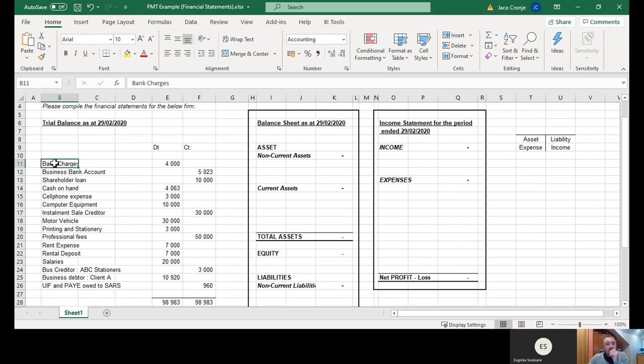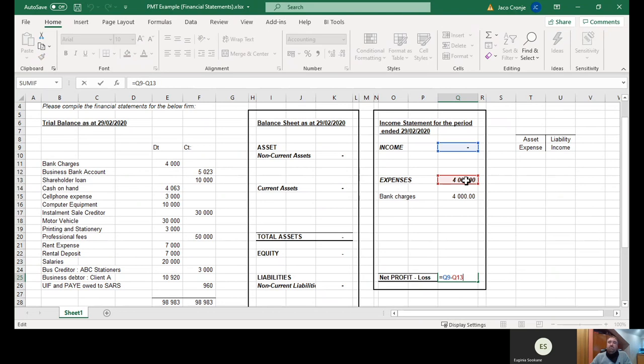Let's look at the first one. So the first one says bank charges, and it has a debit balance of 4,000 Rand. So that means we are going to explore those two options there. When the bank charges you for using your bank account, will you in future receive money because of that? Or will they give it back to you? No chance. The moment that money goes out of your bank, that will be an expense. So I'm going to come to my expense section. I'm going to put the bank charges and the amount is 4,000 Rand. Now you'll see I've already set up a formula to say my net profit is my income less my expenses. So at this point, I've made a loss of 4,000 Rand.